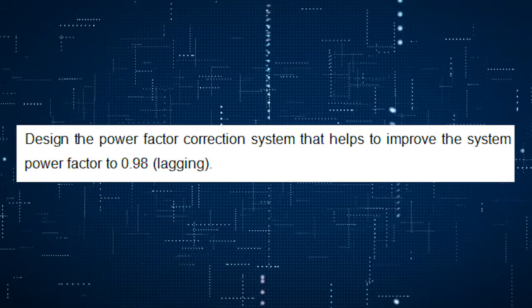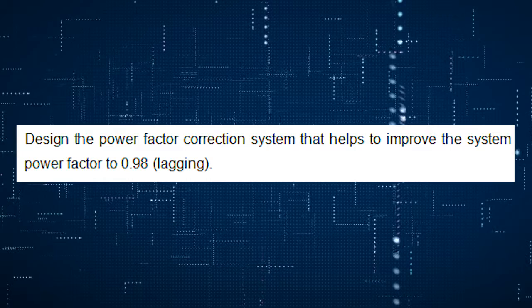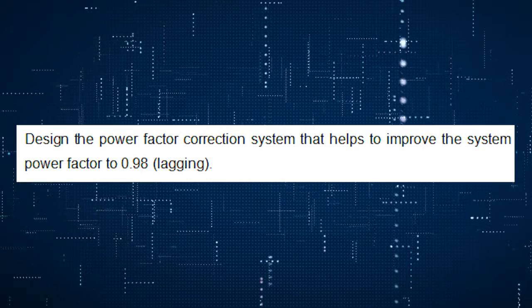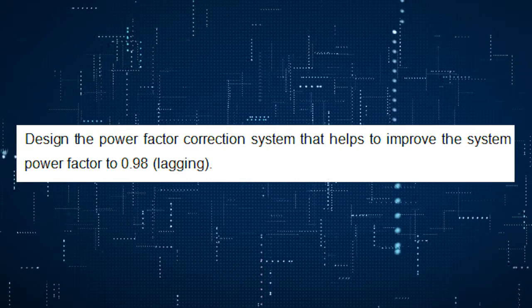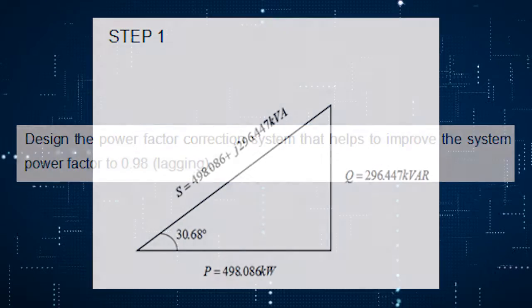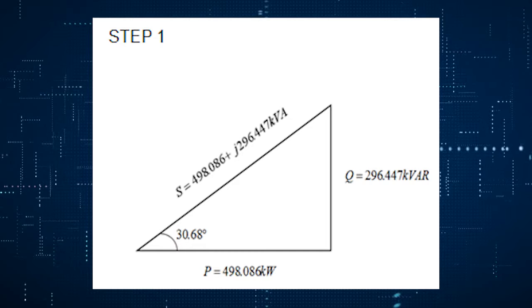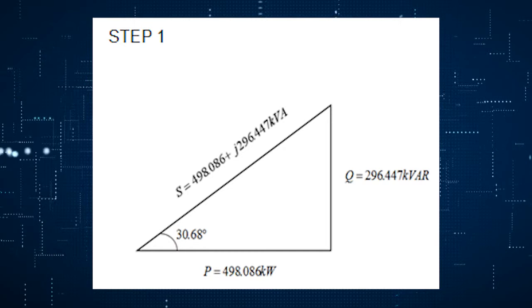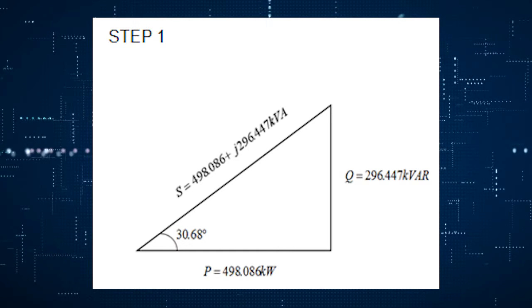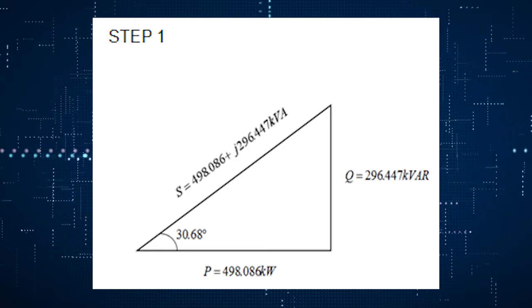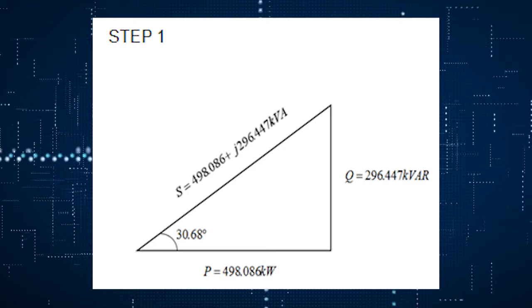For task 2, we have been asked to design the power factor correction system that helps to improve the system power factor to 0.98 lagging. So, this is step 1. This power triangle has been obtained from the previous calculation. We name it the old power triangle.